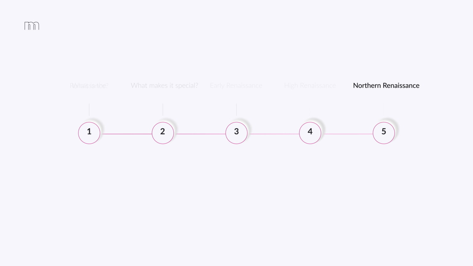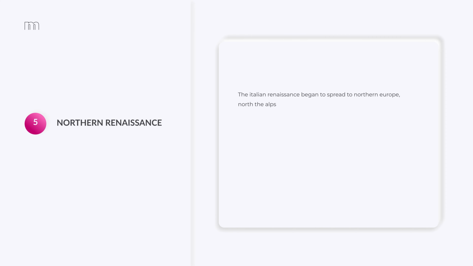Now to our last point, the Northern Renaissance. The Italian Renaissance began to spread to Northern Europe, north of the Alps. The Northern Renaissance perfected the idea of oil paintings with unbelievably realistic details. Main figures of the Northern Renaissance are Jan van Eyck, Hieronymus Bosch, Bruegel, Hans Holbein, and Albrecht Dürer.